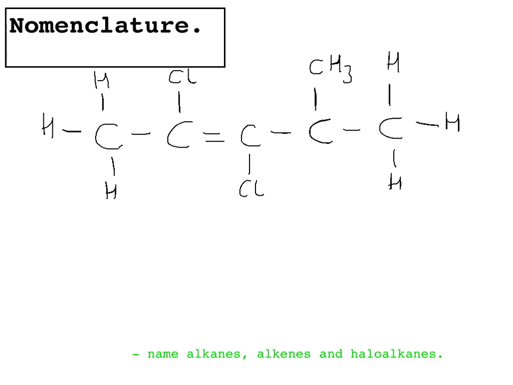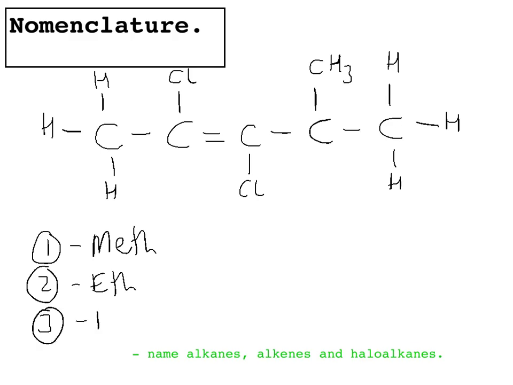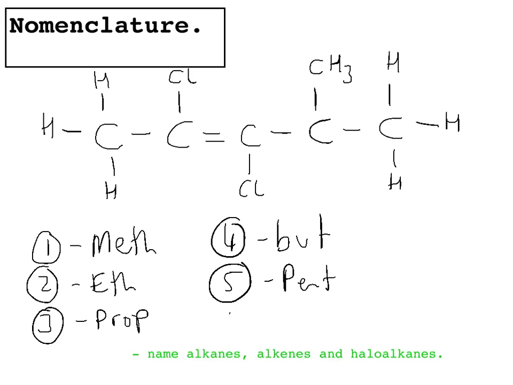So if you've only got 1 carbon in the carbon chain, then it's meth. If it's 2 carbons, it's eth. 3 carbons, it's prop. 4 carbons, it's but. 5 carbons, it's pent. And 6 carbons, it is hex. So 1 carbon is meth. 2 carbons is eth. 3 carbons is prop. 4 carbons is but, 5 carbons is pent, and 6 carbons is hex. You will never be expected in this exam to go further than 6 carbons.